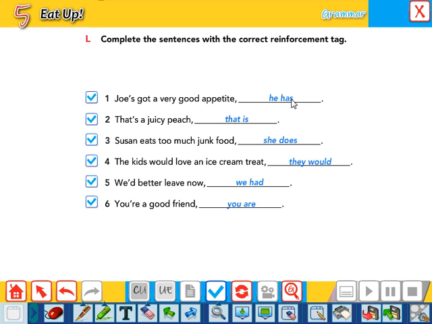Complete the table using the right derivatives and write the part of speech. It's up to you. It's very simple. Exercise number 6, it's up to you. Web search is up to you. Okay?